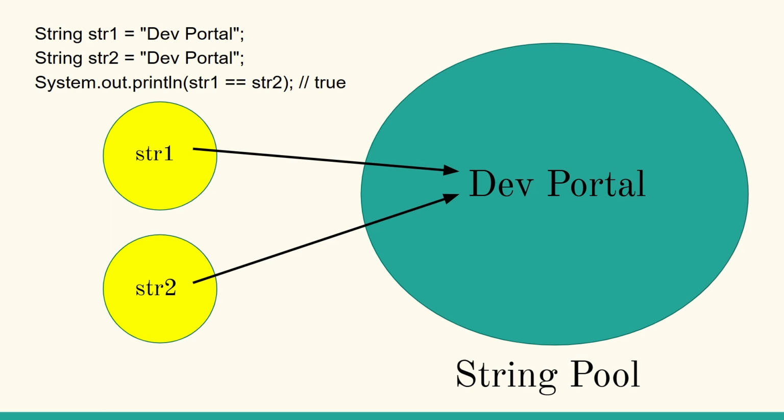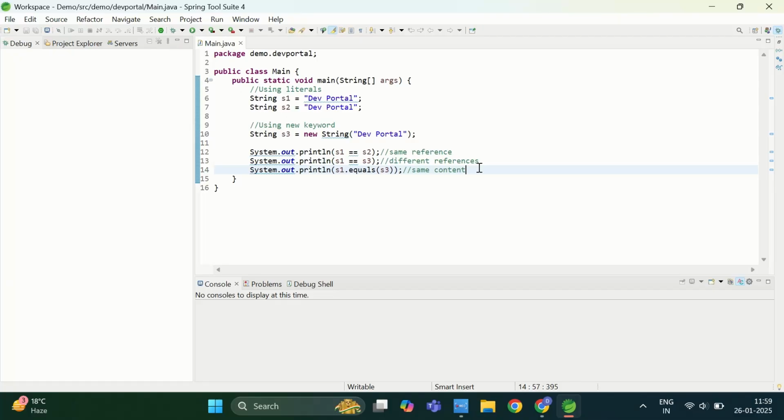Now let's go to the IDE and see how the string pool works with the example involving literals and the new keyword. So we come to the IDE and, as you can see here, I have created three string objects: s1, s2 and s3. For s1 and s2 I have used double quotes, and we know if we use double quotes then these objects will be present inside the string pool. And for s3 I have used the new keyword for the object creation of a string, which means this object will get created inside the heap, not in the string pool.